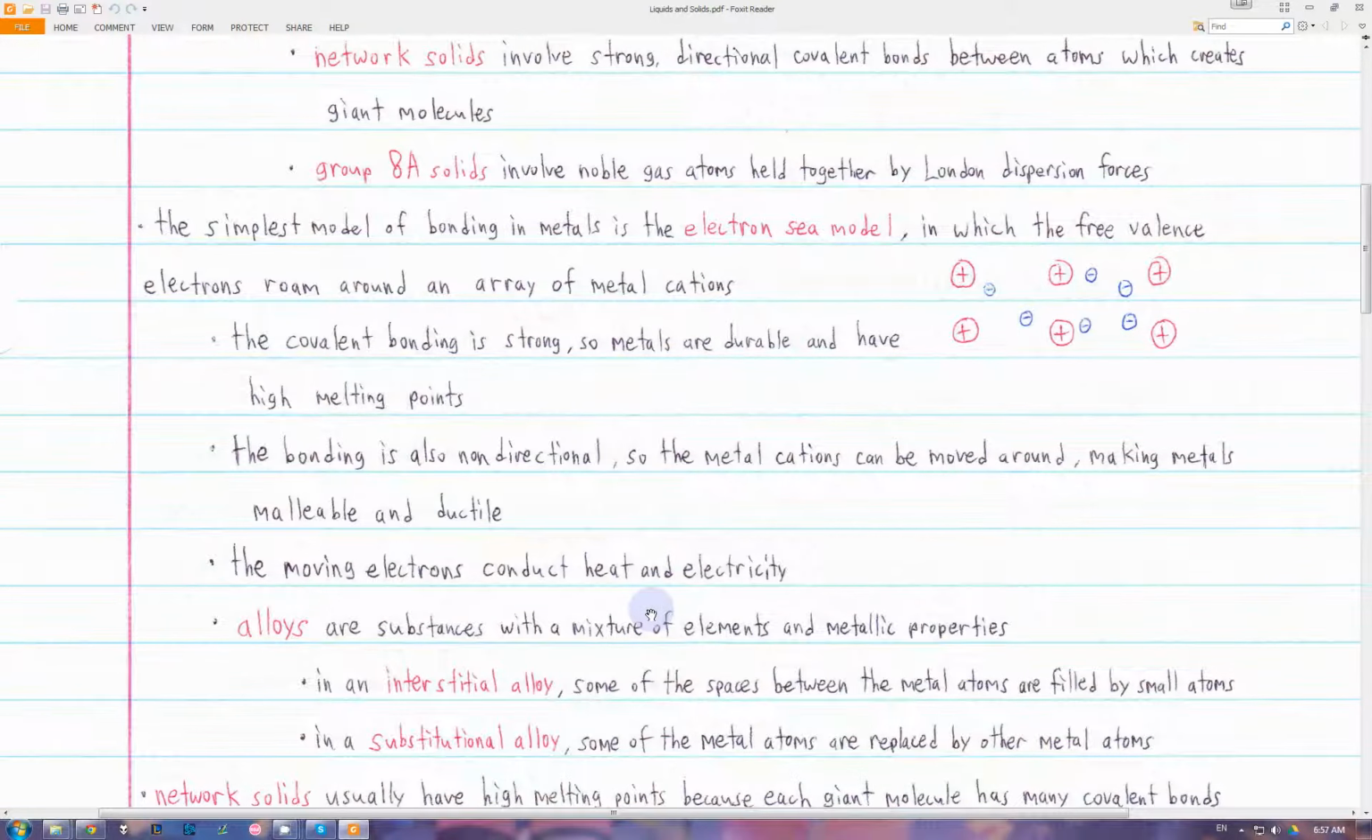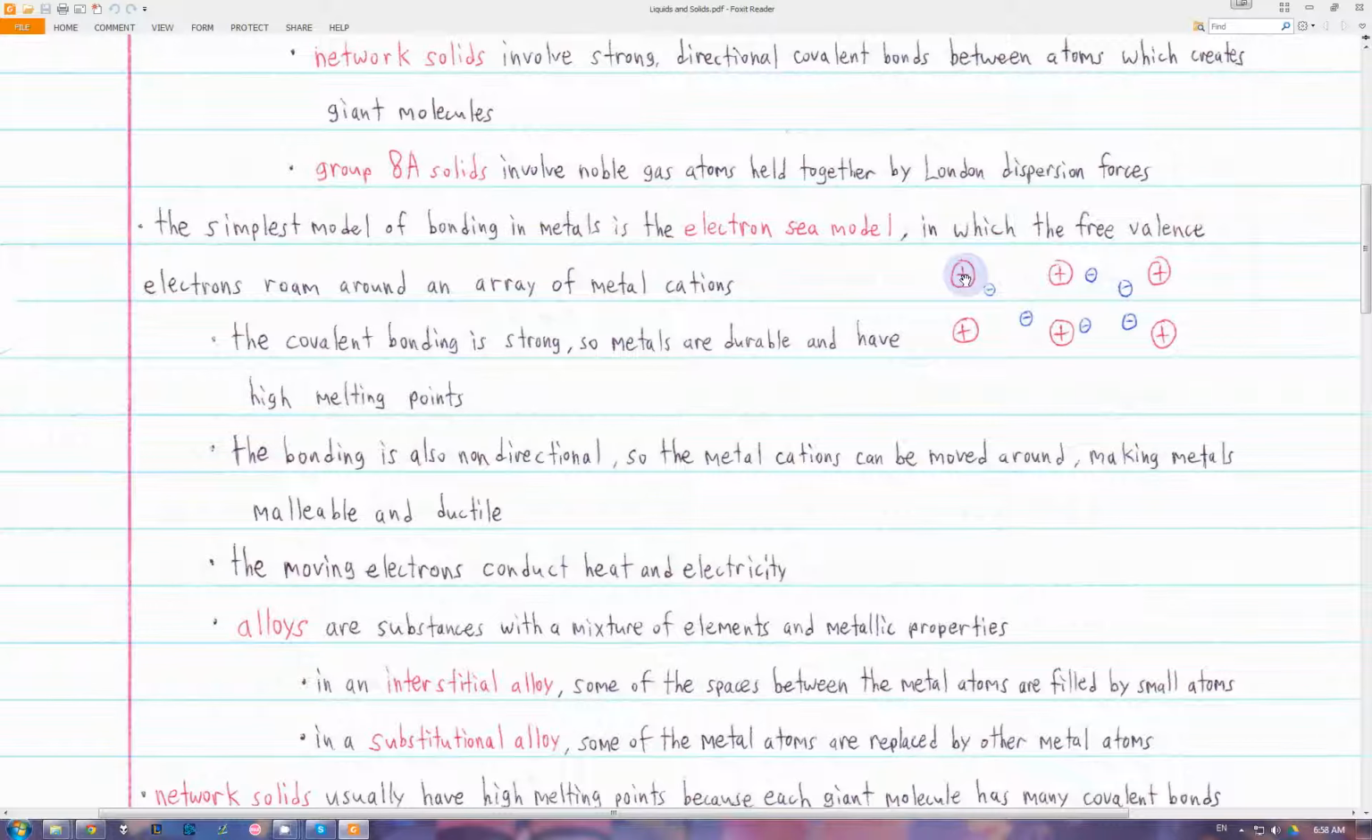So now we're going to look at the properties of each of these kinds of solids. So first we start with metals. Now the simplest model of a metal is the electron sea model, in which we have an array of these metal cations, and their valence electrons are floating around in this kind of sea of electrons. So the covalent bonding in metals is strong, which is why metals are tough and have high melting points.